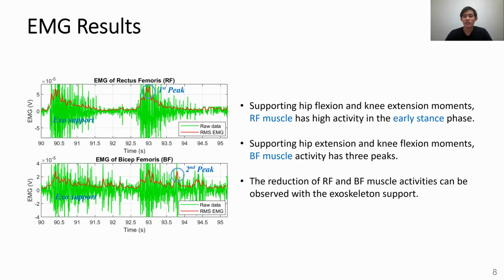When we check the EMG results of the rectus femoris and biceps femoris muscles, we found that for the rectus femoris muscle, the activity is high in the early stance phase. And the biceps femoris muscle, which relates to hip extension and knee flexion moment, the activity has 3 peaks in a cycle. And with the Exo, we found that we can reduce the muscle activity in the first peak of the rectus femoris, and we also see the possibility to reduce the second peak of the biceps femoris muscle activity.